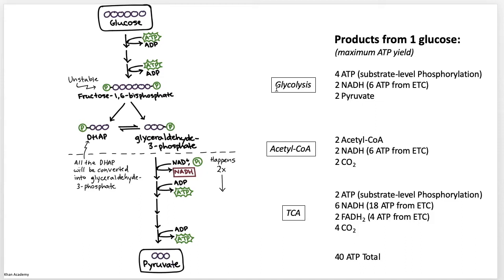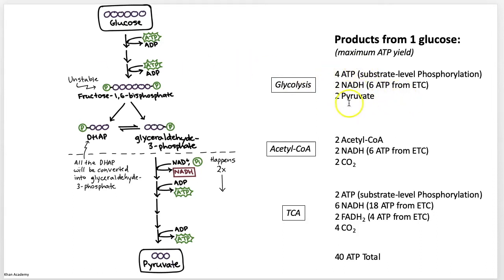We're going to get a couple of NADHs, which is another awesome battery that we can then send to the electron transport chain. And that will generate, in a perfect world, 6 ATP. Each NADH is approximately 3 ATP. So we've got 4 that we made plus 6. Now of course we have to send it to another process, but that's fine. We're just going to assume that's going to happen.